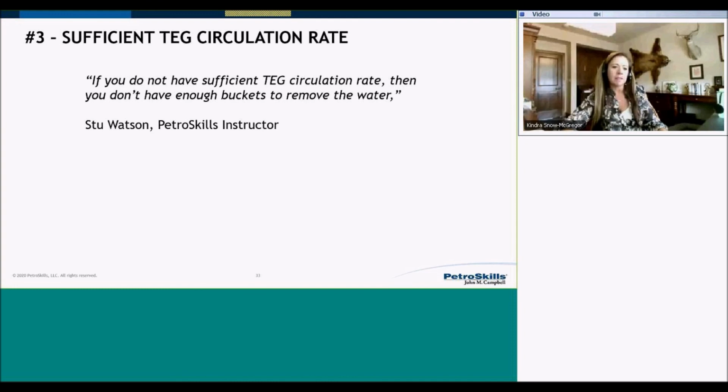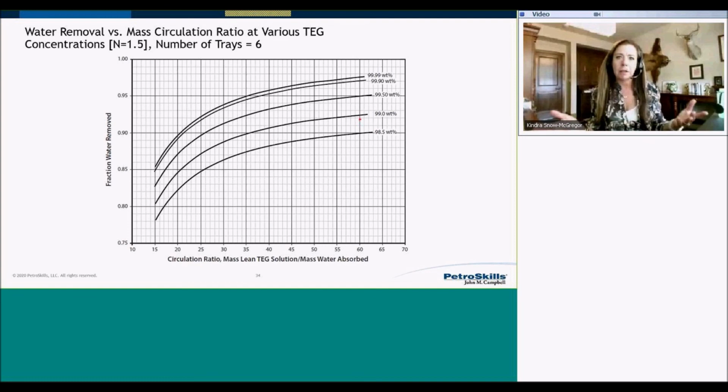Okay, so what does that look like? How do I know how many buckets I need? In order to figure out the buckets, I really need to know how much water I'm removing. You saw from that water chart, I can figure out how much water I need to remove in pounds per million standard cubic feet. I multiply that by my gas rate, bam, I got it. That's how I calculate my water removal.